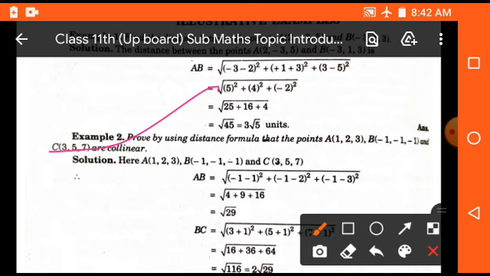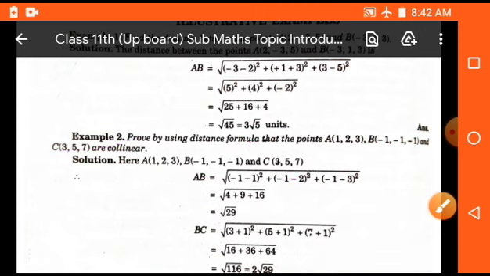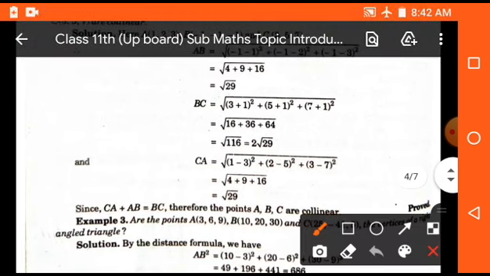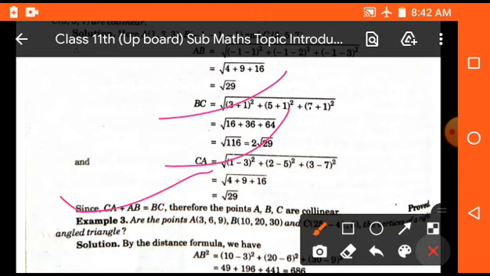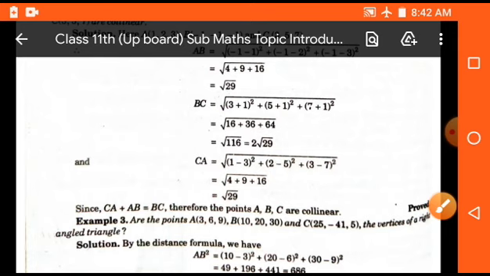So first of all, we will find distance AB by the formula, and this will be under root 29. In the same way, we can find the distances BC and CA. Now see here, CA plus AB is equal to BC. That means the sum of the two distances is equal to the third distance. It means that these points are collinear because these points lie in the same line.